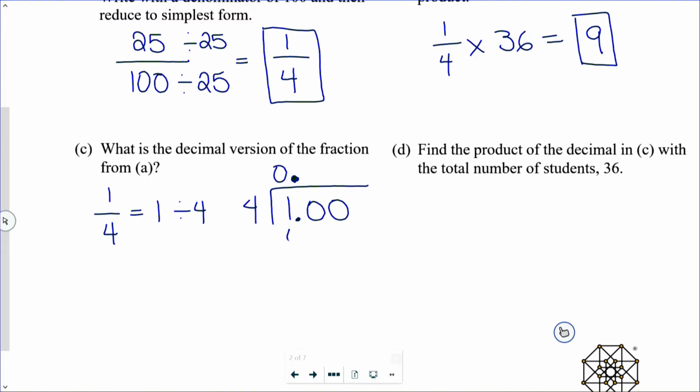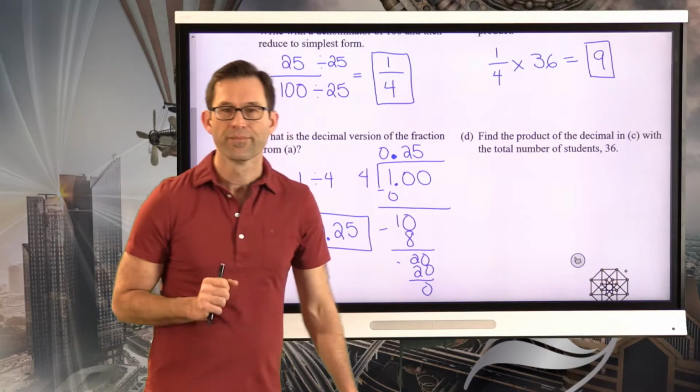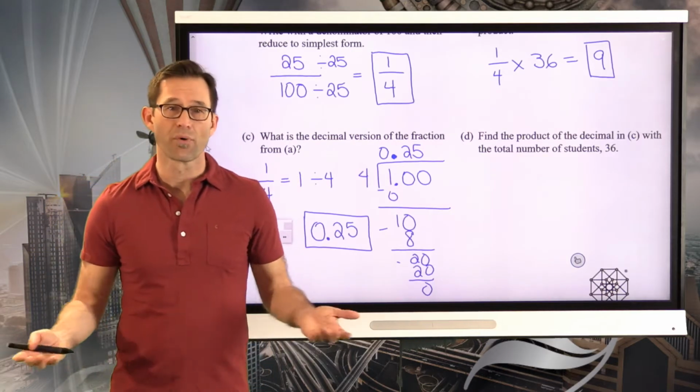4 goes into 1 0 times, and when I subtract off, I get 1 and I drop the 0. 4 goes into 10 2 times. 2 times 4 is 8, obviously subtract, and I get 2. Drop another 0 and I get 20. 4 goes into 20 5 times, and subtract, and I get a remainder of 0. And that means that my final answer is 0.25. Okay. Now that probably isn't much of a surprise to you, right?